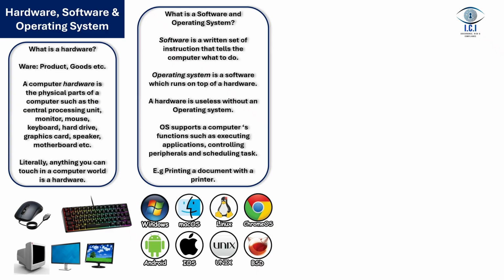So examples of operating systems are Windows, Mac OS, Linux, and Chrome OS, which is not even really popular, but it's actually an operating system. We have Android. Windows, Mac OS, and Linux are very popular around computer systems, while Android and iOS are popular around mobile systems, that's your mobile phone. We have Unix too, and we have BSD.